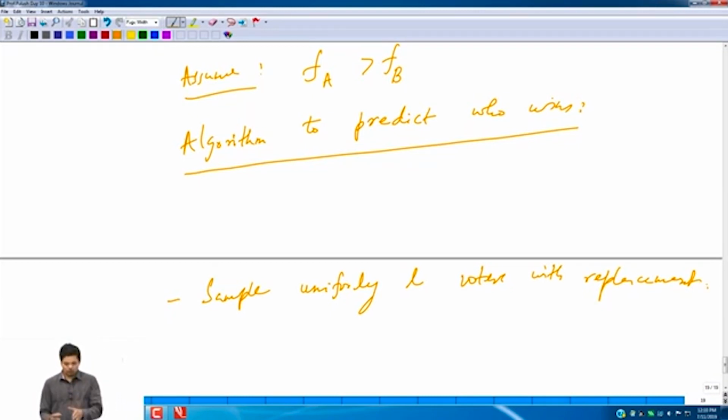So basically, what does this mean? You close your eyes and pick a random person from the voters and see whom he or she votes for. Then put her back in the population. Don't keep her out. That's what we mean by with replacement. So there is a chance that the same person may be picked again. That's fine. Repeat this for L times, and see who wins in these L votes.